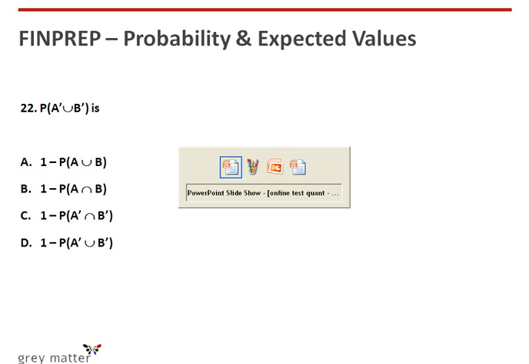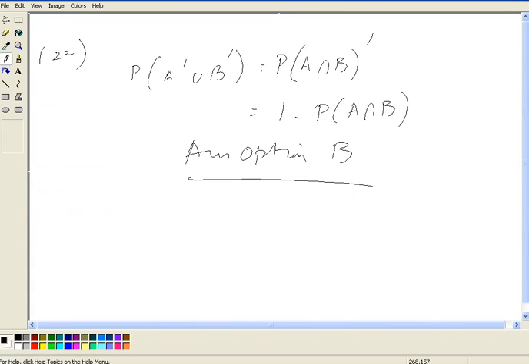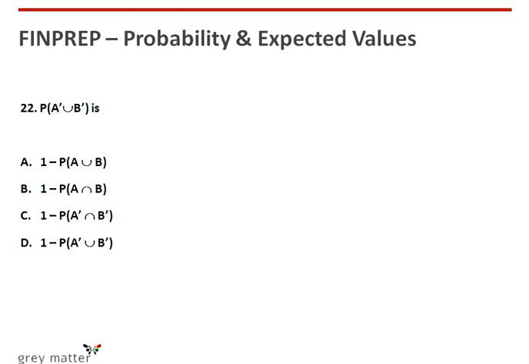Going to our worksheet area, we know from De Morgan's law, A prime union B prime is nothing but the complement of A intersection B. That means the probability of A complement union B complement is equal to the probability of the complement of A intersection B. Again, going by the laws of probability, it will be equal to 1 minus probability of A intersection B. So the answer is option B. Going to our PowerPoint, it is option B, which is 1 minus probability of A intersection B.